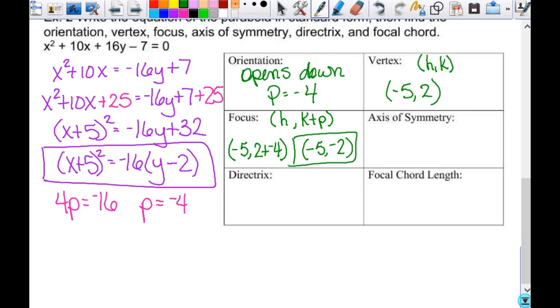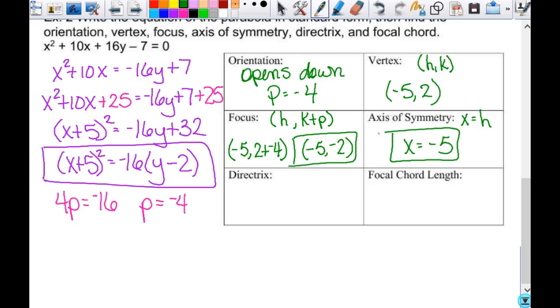So your axis of symmetry, all right, so this is opening down, which means is this an x equals or a y equals line? x equals, right? x equals just h. So what is your line? Negative 5. x equals negative 5, because it's a line.